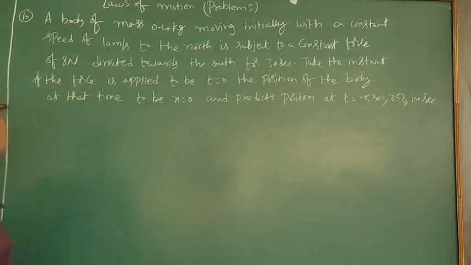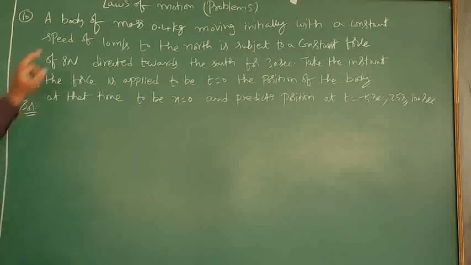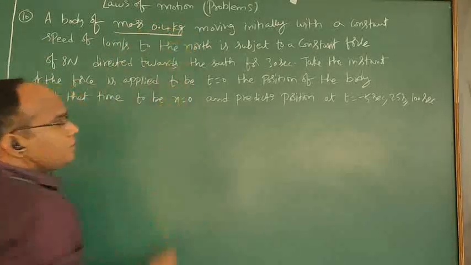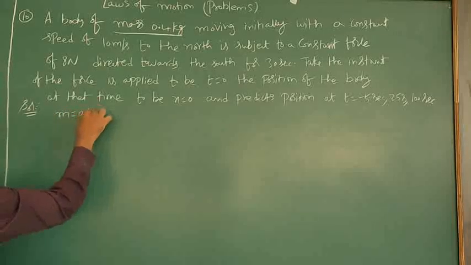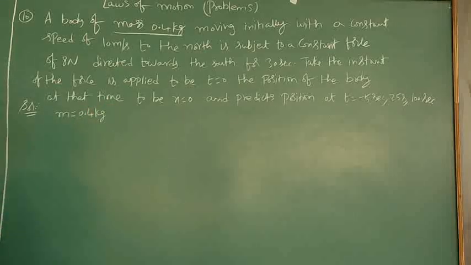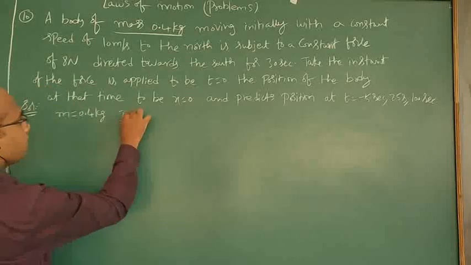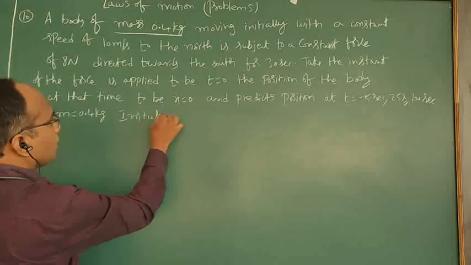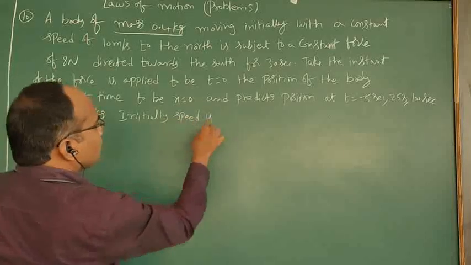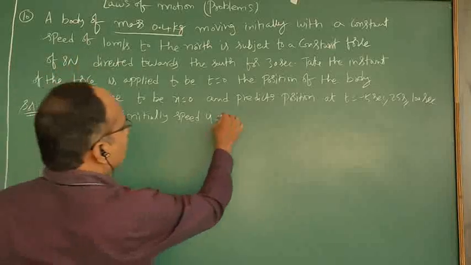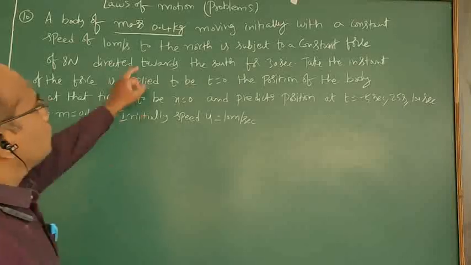Okay. So here first, a body of mass 0.4 kilogram. So what do we write? Mass 0.4 kilogram moving initially with constant speed. Initial speed u. Initial speed u is equal to what? 10 meter per second, to the north.